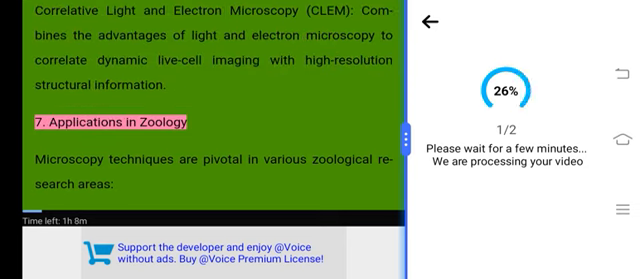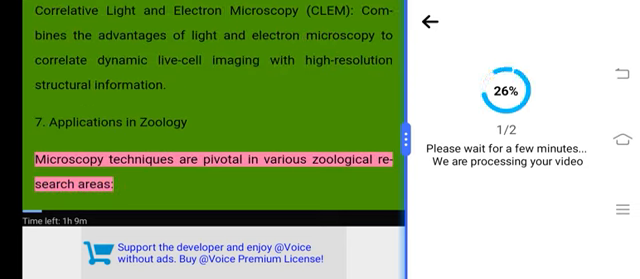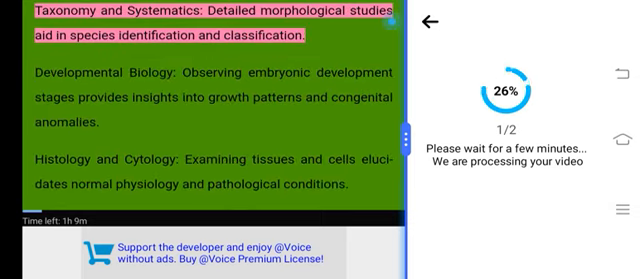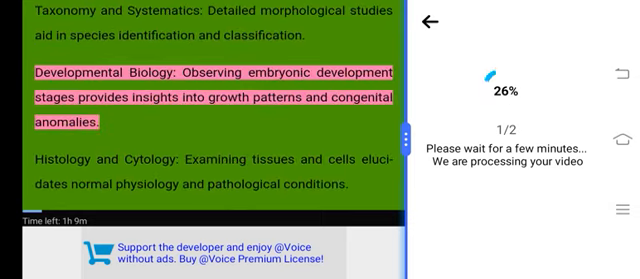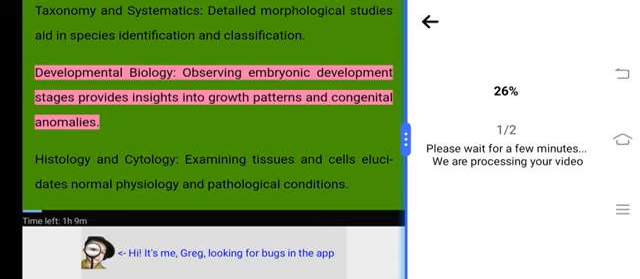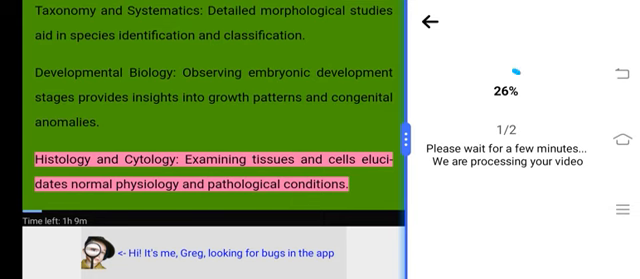7. Applications in zoology. Microscopy techniques are pivotal in various zoological research areas. Taxonomy and systematics, detailed morphological studies aid in species identification and classification. Developmental biology, observing embryonic development stages provides insights into growth patterns and congenital anomalies. Histology and cytology, examining tissues and cells elucidates normal physiology and pathological conditions.